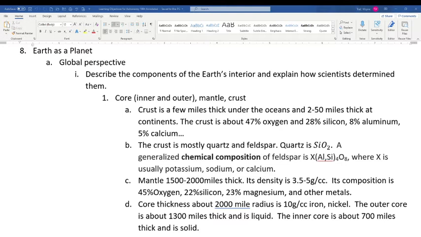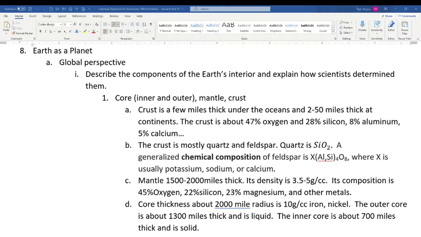The outer layer is the crust. It's a few miles thick under the oceans and maybe somewhere between 2 and 50 miles thick at the continents. The crust is about half oxygen and a quarter silicon, and the rest of it's just a bunch of different types of metals. So, it's mostly oxygen and silicon. The most common minerals, the compounds on the Earth's surface on the crust, are quartz and feldspar.